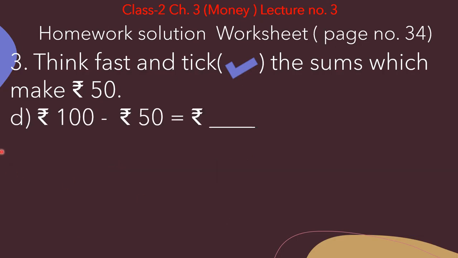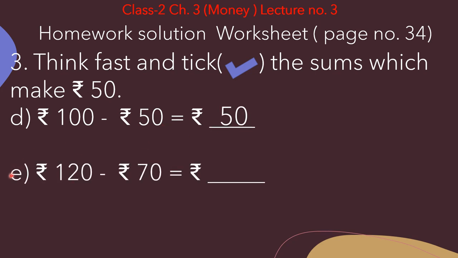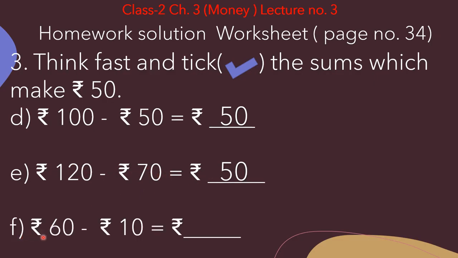Okay. Now in D part, rupees 100 minus rupees 50, and 100 minus 50 is equal to rupees 50, and in E part, rupees 120 minus 70, that is equal to rupees 50. 0 minus 0, 0, and 12 minus 7, 5. Okay. Now we have to solve F part, rupees 60 minus rupees 10, that is also equal to rupees 50. So again we have to tick. So here in all options answer is rupees 50. So we will tick all the options, this and this. Understood? Thank you.